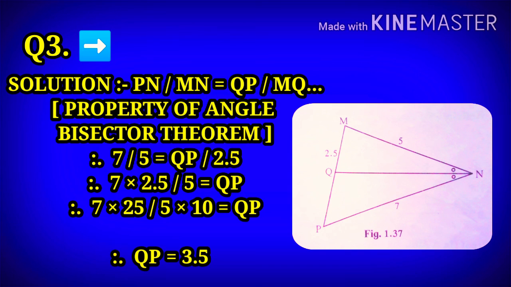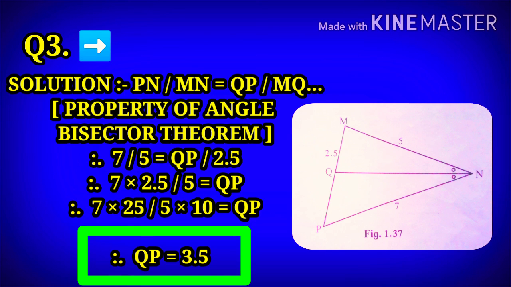Therefore, in the next step, it tells us 7 into 25 upon 5 into 10 is equal to QP. How? Because we wanted to remove the point from 2.5, we multiplied it by 10. And now we have got 7 into 25 upon 5 into 10 is equal to QP. After calculating everything, we get the value of QP as 3.5.